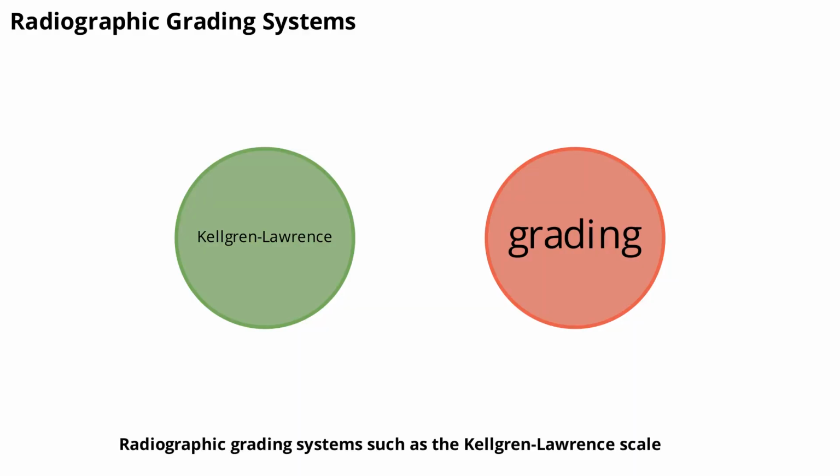Radiographic grading systems, such as the Kellgren-Lawrence scale, are used to classify the severity of osteoarthritis based on X-ray findings. These systems help standardize diagnosis and track disease progression over time, providing a common language for doctors and researchers.